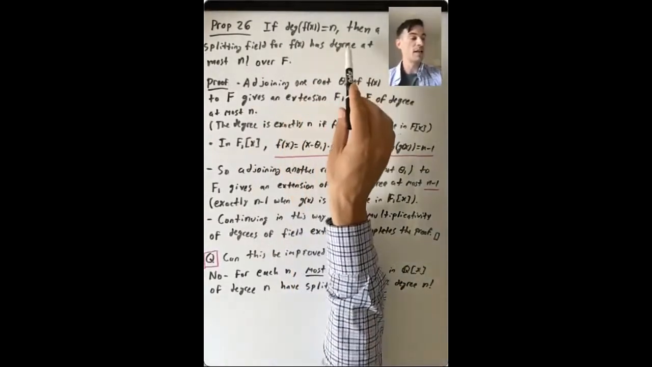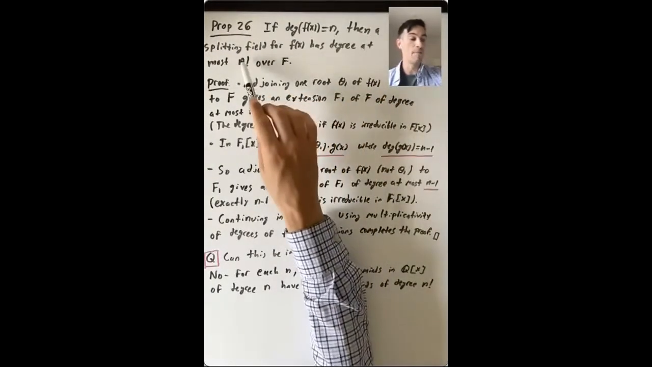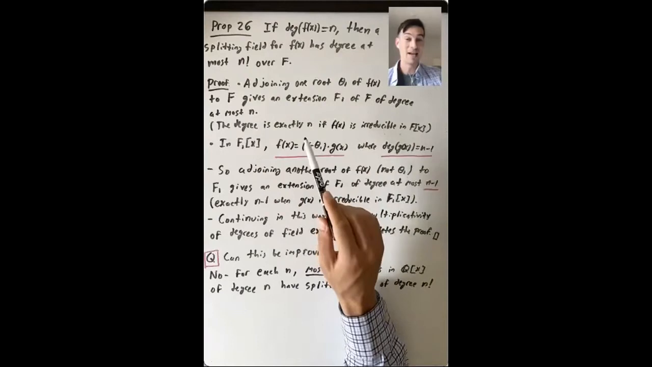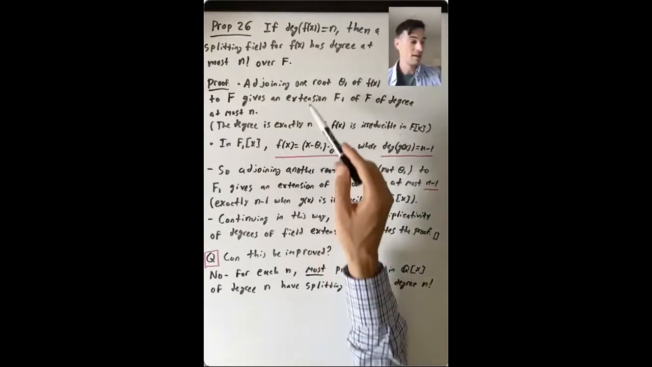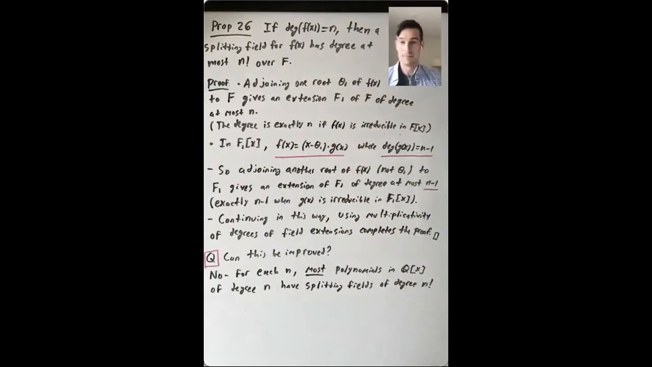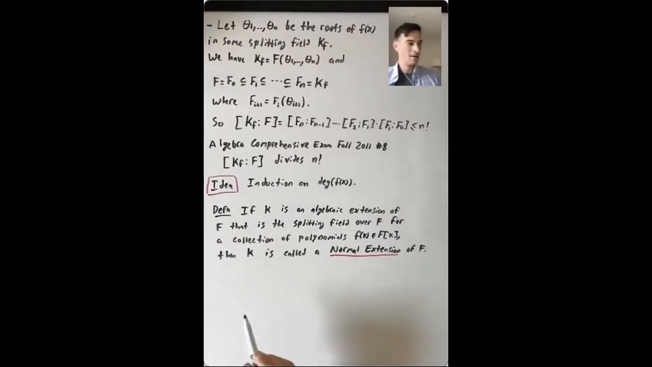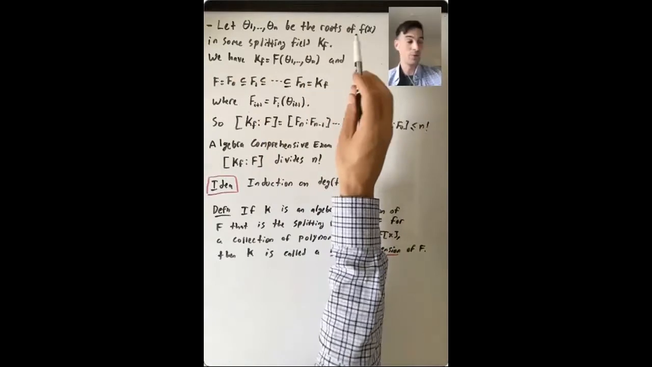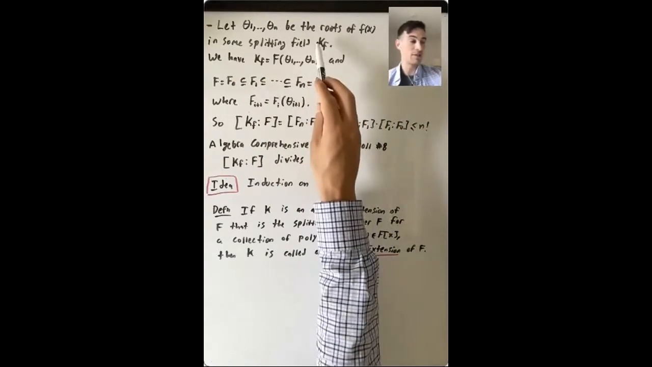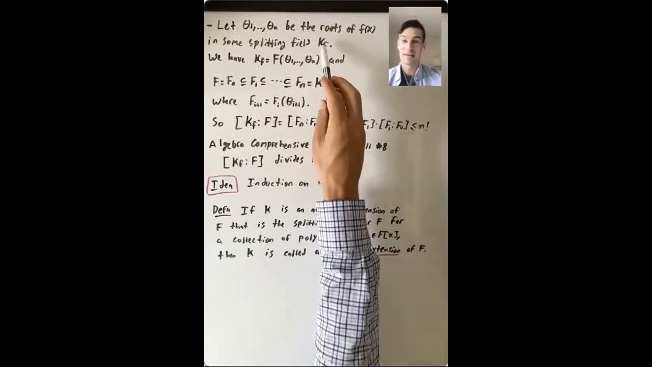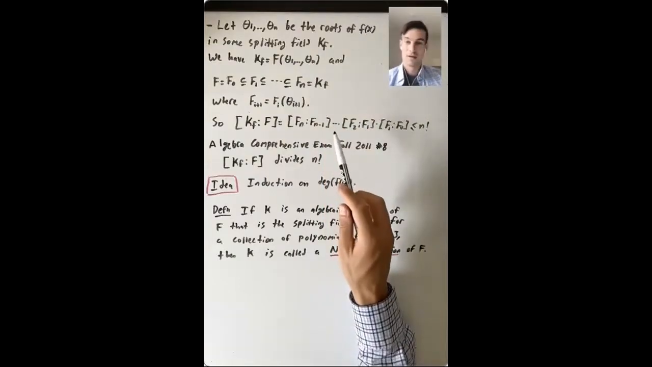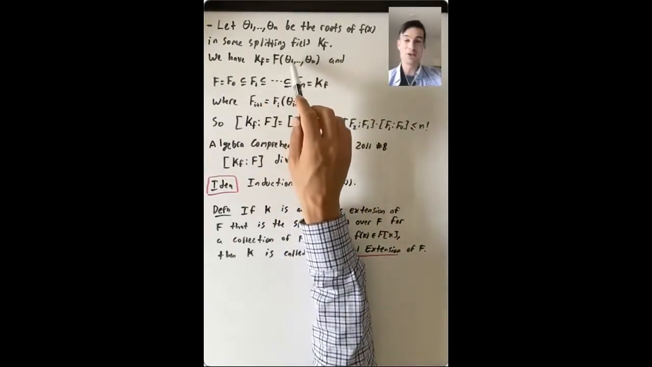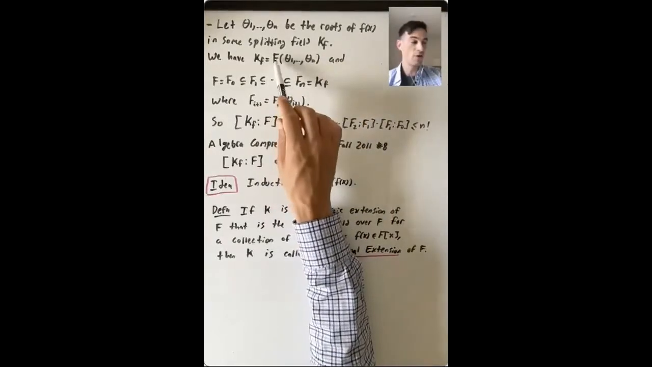Not only can we say that the degree of the splitting field is at most n factorial, but we can say something a little better, that it divides n factorial. And the idea is very similar. Let's say that theta 1 up through theta n are the roots of f of x in some splitting field, which we'll call K sub f. We've seen that K sub f is the field generated by these roots over F.